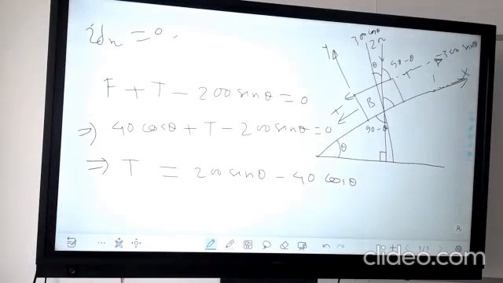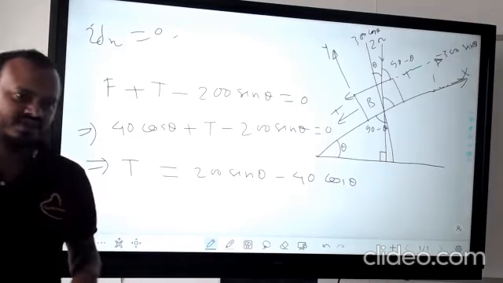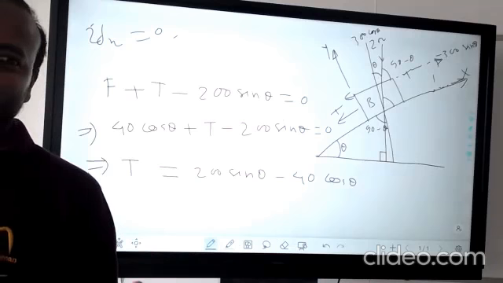Okay, now we have to use the calculator. If you don't, 0.5 marks will be deducted. In the exam, if you don't give the answer in terms of radian angle, 0.5 marks will be deducted.